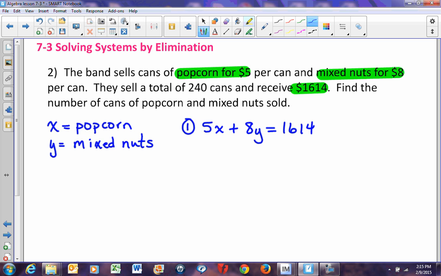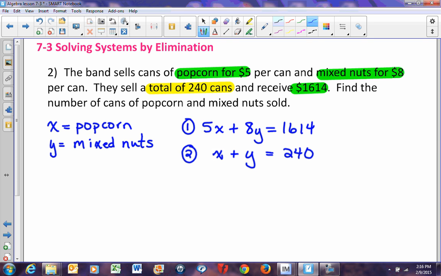So equation two should be based upon the number of cans I sell, because it's the only other information they give us. So we have a total of 240 cans. Okay, so that's my second equation: the number of cans of popcorn, x, plus the number of cans of mixed nuts, y, has to equal 240. There's my two equations. One equation based on money, one equation based on the number of cans sold.